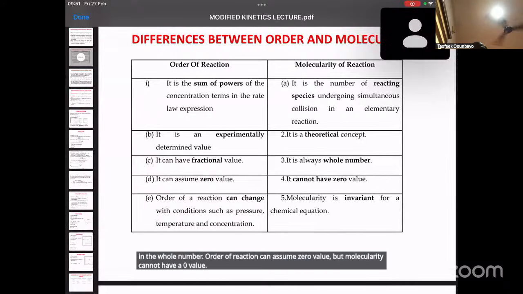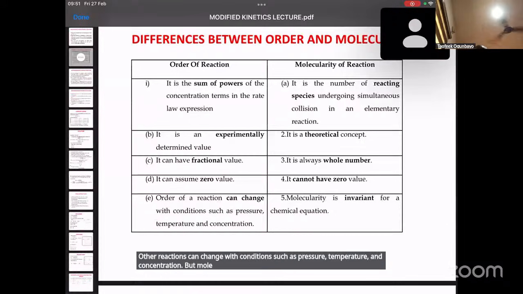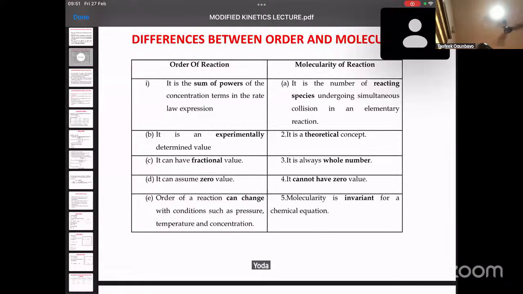Order of reaction can change with conditions such as pressure, temperature, and concentration. When you change some of those conditions, they can affect the order of reaction, which means they can also, via that, affect the rate. Whatever affects the rate can also affect the order of reaction. But molecularity is invariant for a chemical equation.